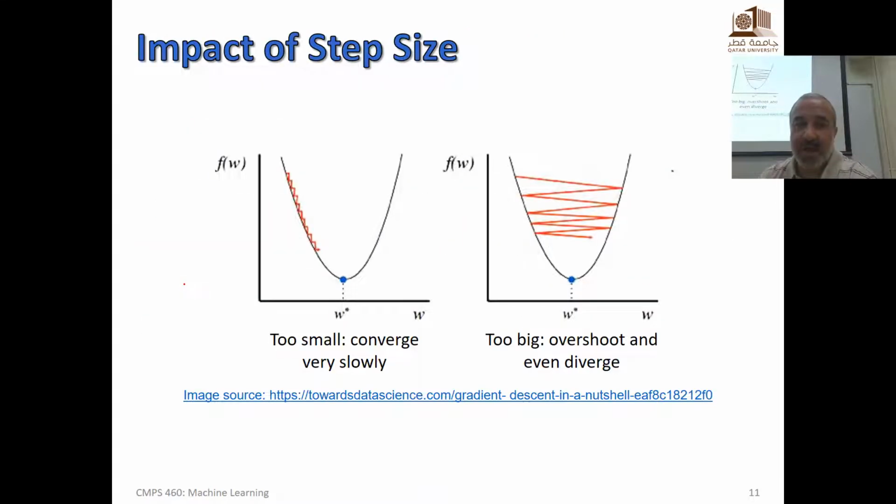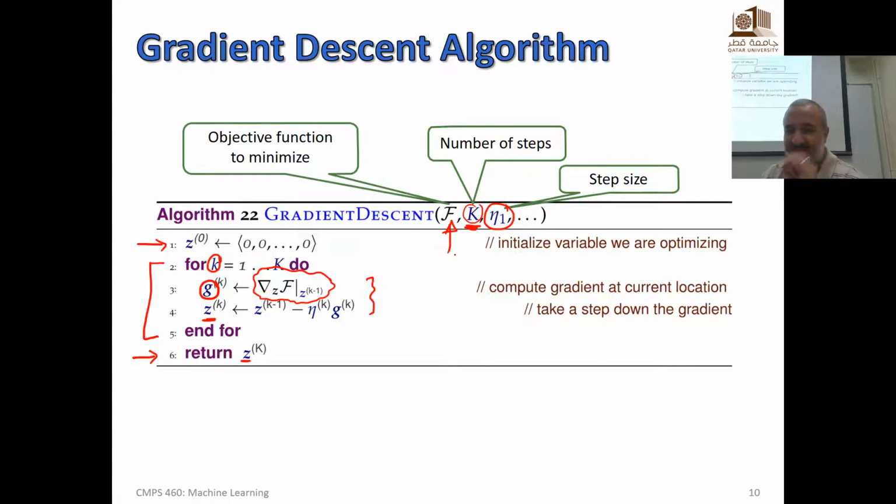Before we talk about when to stop, let's talk about the step size. By the way, if you looked carefully at this algorithm, you will find that even the step size or the learning rate has a superscript k, which means that it can change over iterations, or it's actually different. This is input.